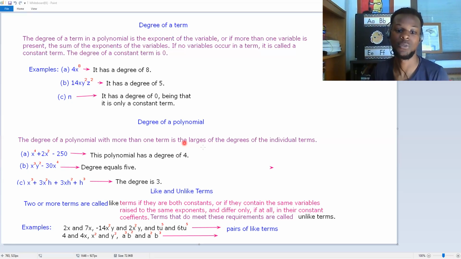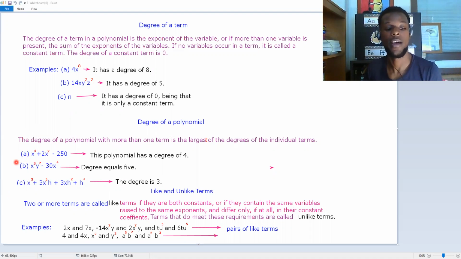Now let me fix this mistake right here I made. So I'm going to fix this word largest. I'll be right back. Okay, there we are. It's fixed. So the degree of a polynomial with more than one term is the largest of the degrees of the individual terms. So let's look down here in these three examples.